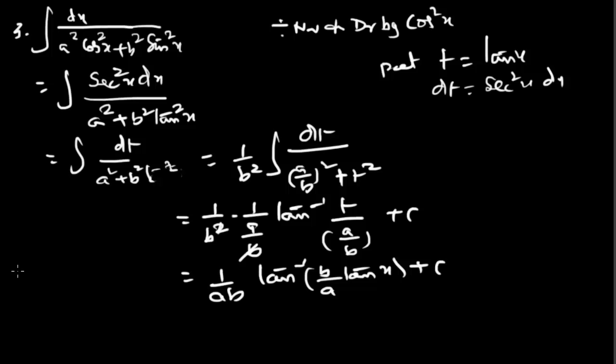Similarly, a problem where instead of a squared you can have 9 and b squared is, say, 4, or this is 25 and this is 16, like that you can work out.